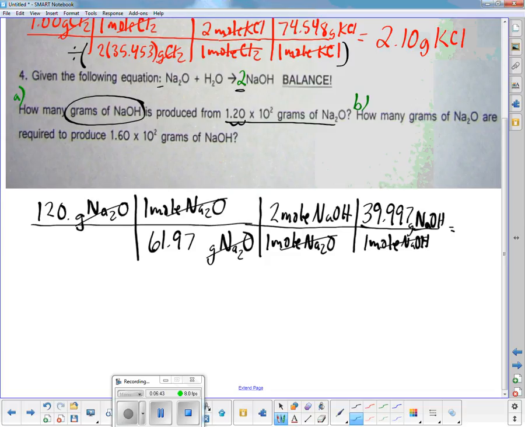Okay, good. Moles of NaOH go out. We times to the top and divide by the bottom. Since we only have one number on the bottom, we don't need to worry about parentheses.